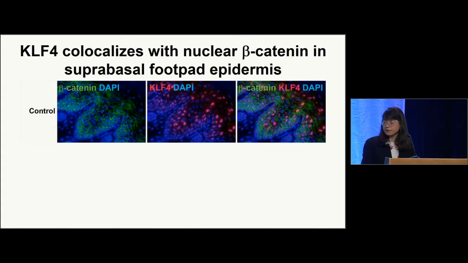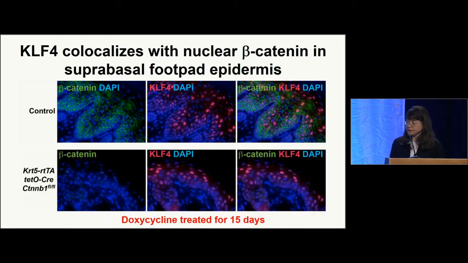So a strong candidate for such a partner is the transcription factor KLF4, which is known to be important for epithelial differentiation, and its expression is largely confined to suprabasal cells, for instance here in the foot pad epidermis, and it's not expressed in the basal layer. And it indeed overlaps with nuclear beta-catenin in these suprabasal cells.